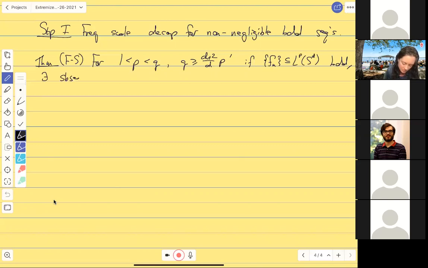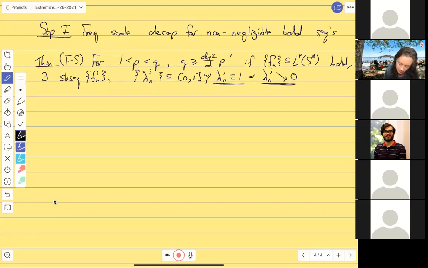I'm just going to use the same notation for subsequences. There exists a sequence of scales, λ_{n,j}. These are in (0,1]. And these have the further property that they're either identically 1 or they tend to 0. So this is the case of non-concentration. This is the case of concentration. Now, next, the concentration happens around antipodal points. So we characterize antipodal points. We think of these as a line.